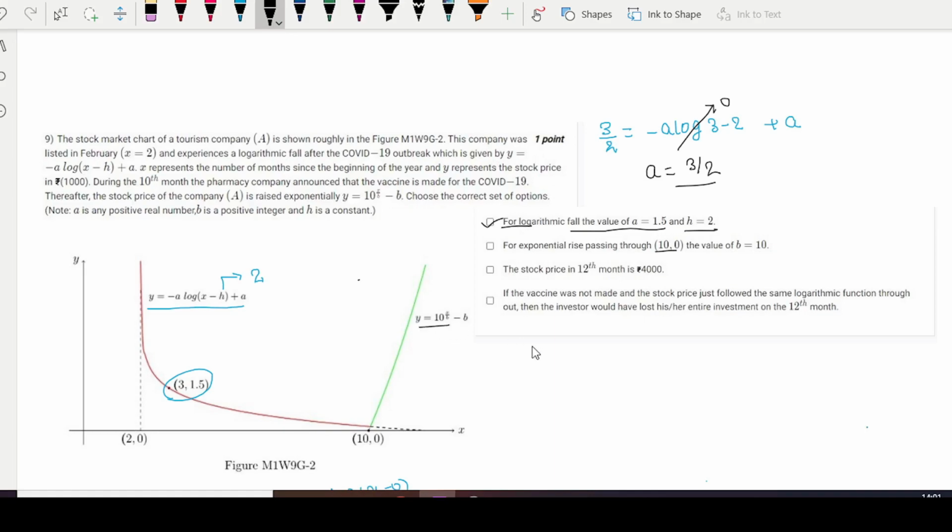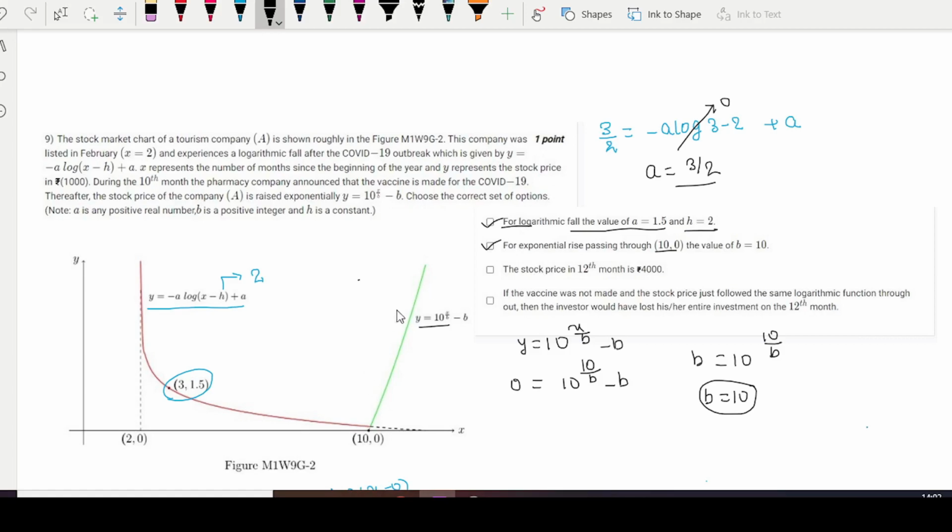Exponential rise passing through 10, 0: the value of b will be equal to 10. Since we know the exponential rise function as y is equal to 10 to the power x divided by b minus b, and since it is passing through 10, 0, we substitute 0 is equal to 10 to the power 10 divided by b minus b, so b will be equal to 10. In this case the value of b will be 10, so this option is also correct.